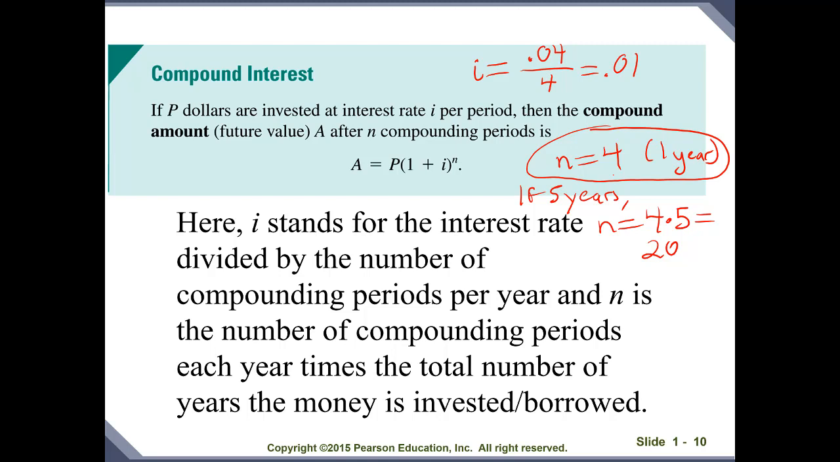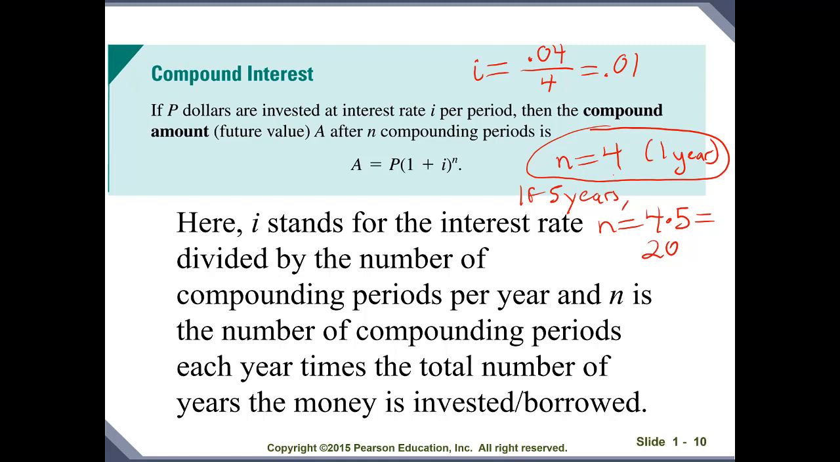If instead of 4 times a year, it were twice a year, that's called semi-annually, then I would multiply 2 times however many years it was in. So if it was just for 1 year, it would be 2 times 1. If it were 12 years, it would be 2 times 12. If it were 13 years, it would be 2 times 13. If it were 100 years, it would be 2 times 100.